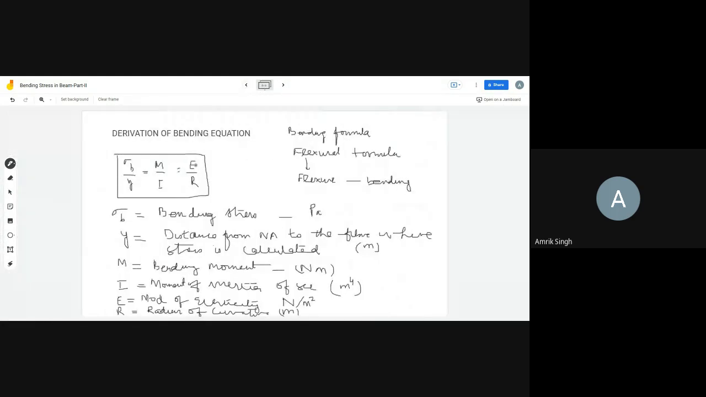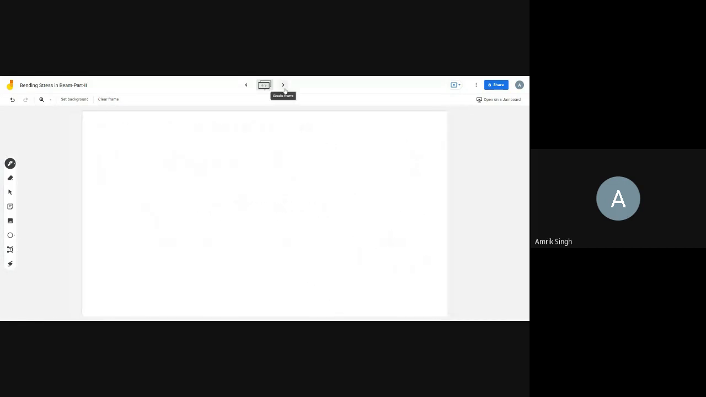So you know now this is the bending equation. For proving this, let us consider a beam. Let me draw a very neat and clean figure. Let me see if I can draw. So this is a beam. Okay. So this beam has a neutral axis. Neutral axis is that axis which does not undergo any deformation. So this is the neutral axis.